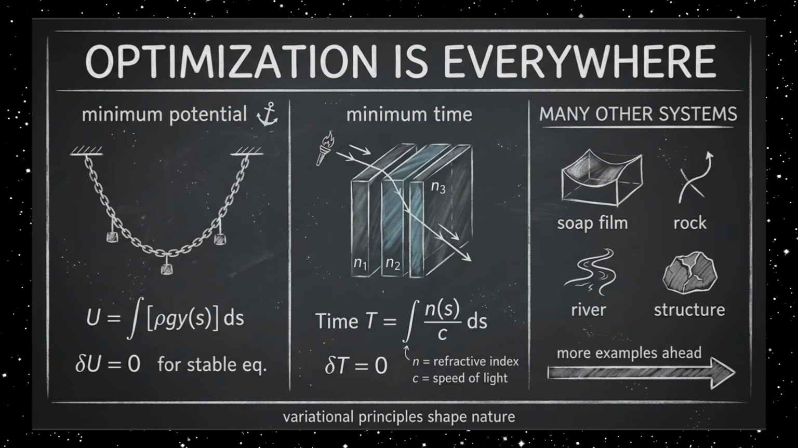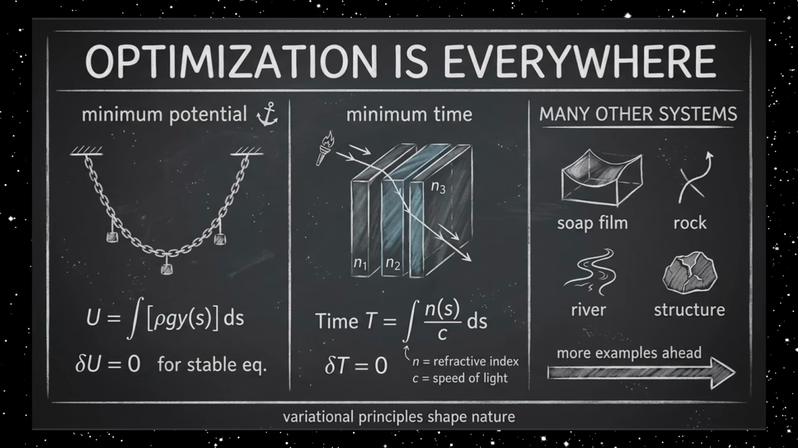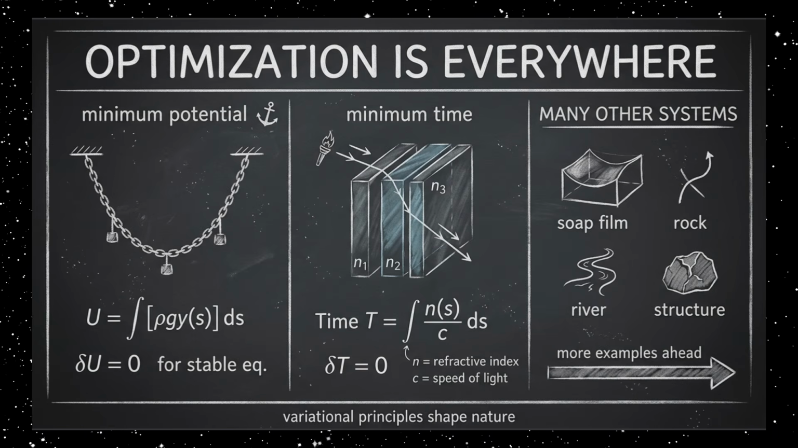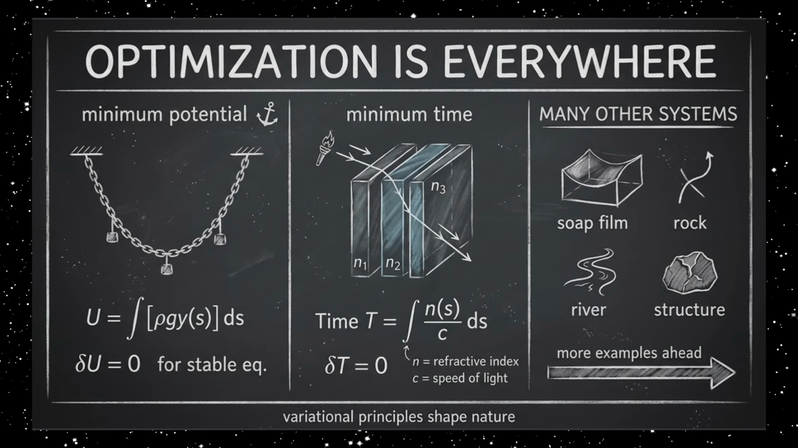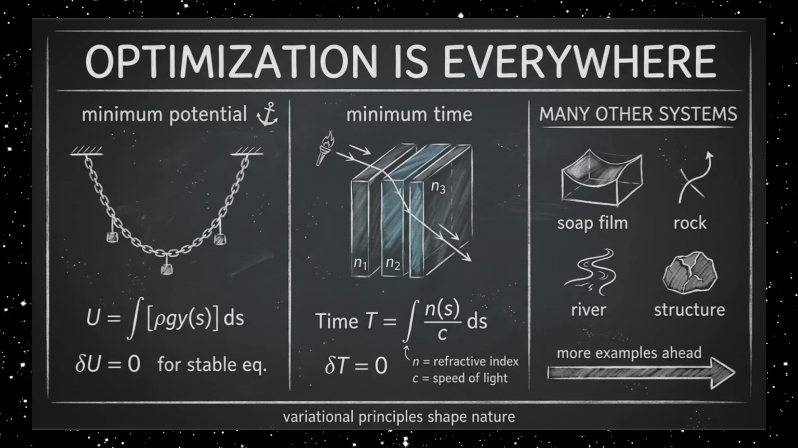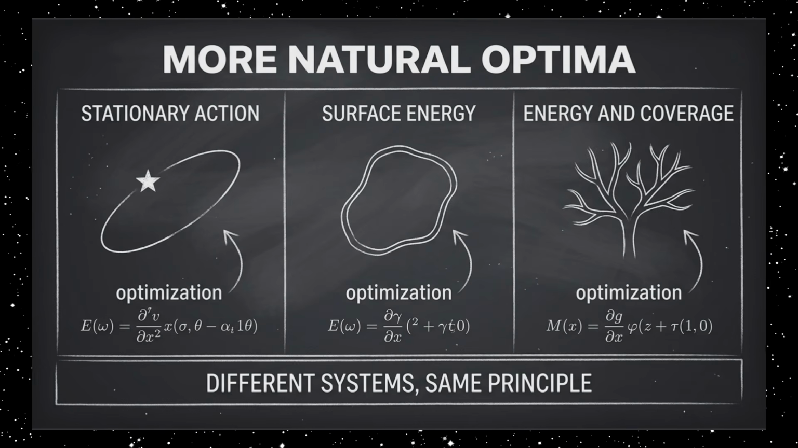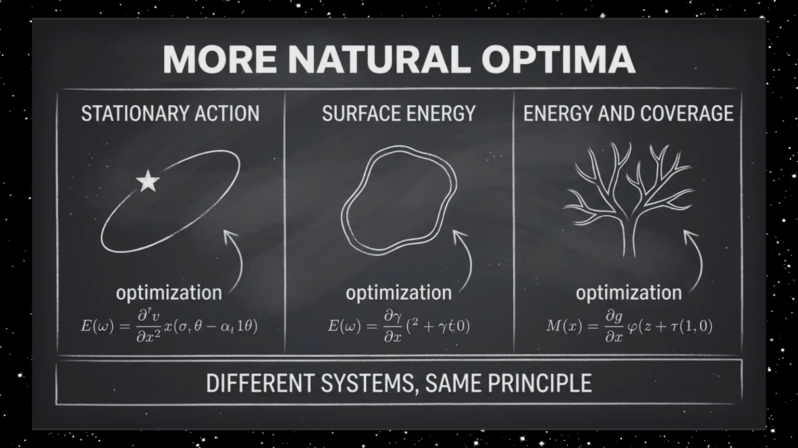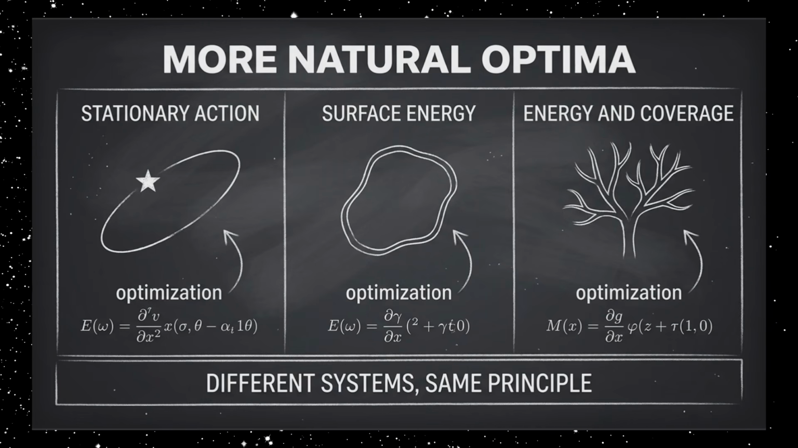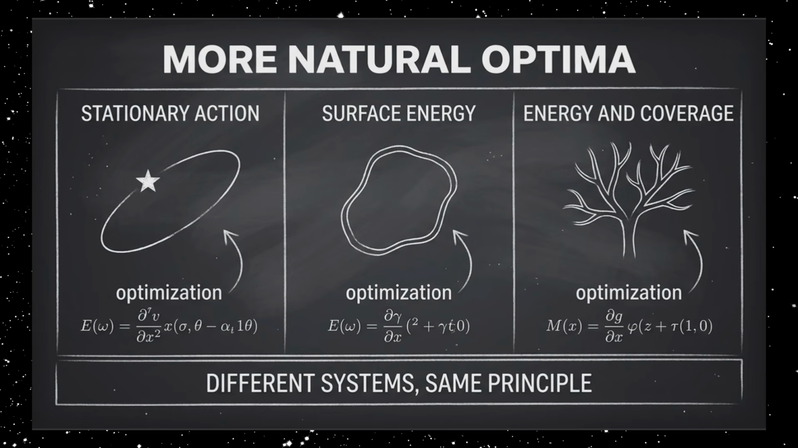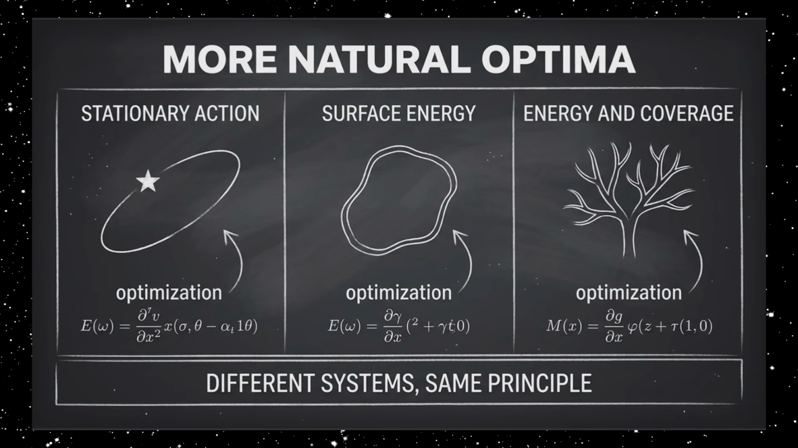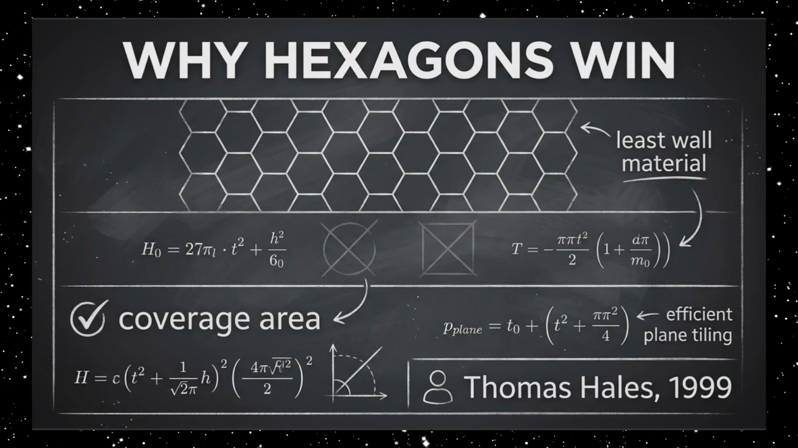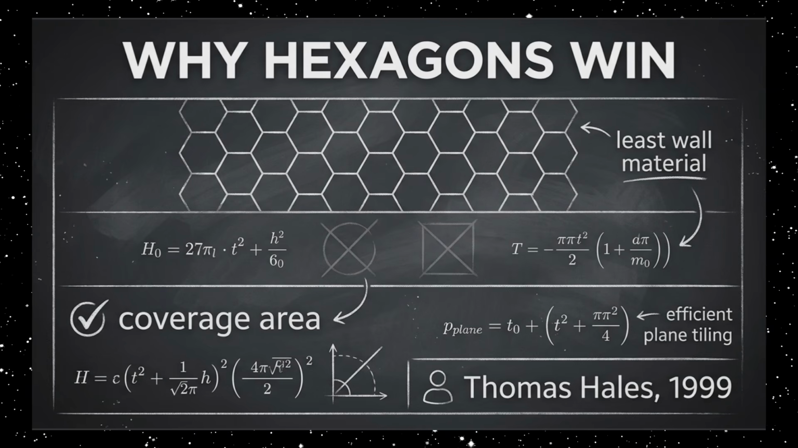It's everywhere. The shape of a hanging chain, the curve called a catenary, is the shape that minimizes the potential energy of the chain subject to its length. The path of a ray of light through a stack of glass layers is the path that minimizes total travel time. The orbit of a planet around a star is the trajectory that makes the action stationary. The shape of a cell membrane is influenced by surface energy minimization. The branching pattern of blood vessels in your body follows an optimization principle, minimizing the energy needed to pump blood while maximizing the coverage area.